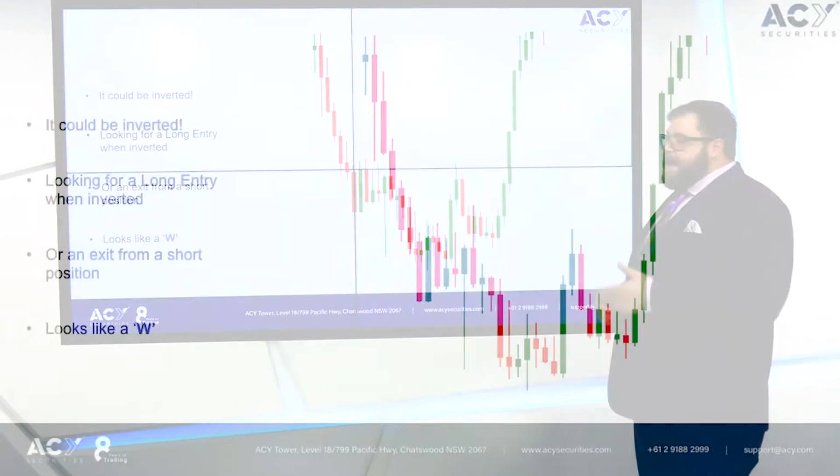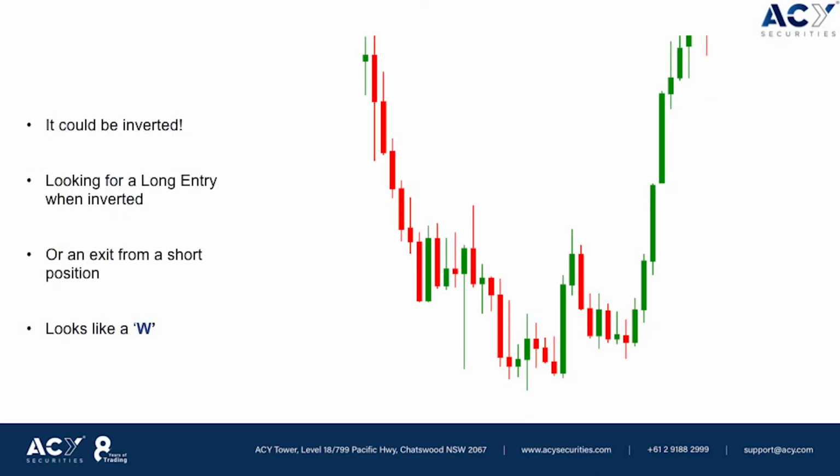So, it can be inverted, and when it's inverted, we call it a double top. You get the opportunity to look for a long entry when it is inverted, and of course, an exit from a short position. So, it looks like the W, just like the other one looks like the M. Be wary of it, you can find them, and they're quite handy to find in price if you do.